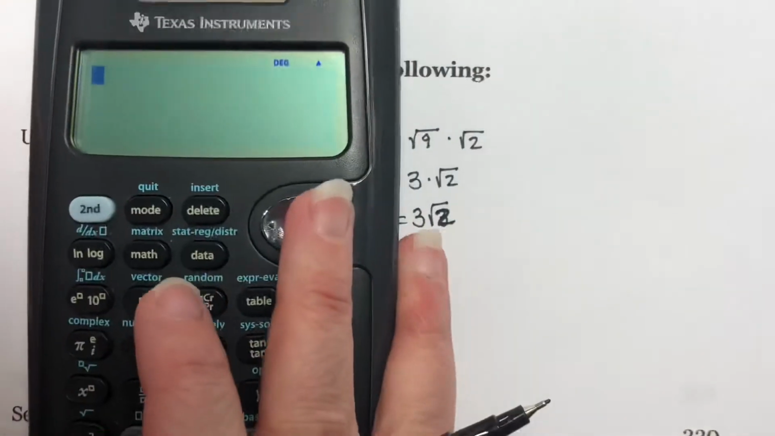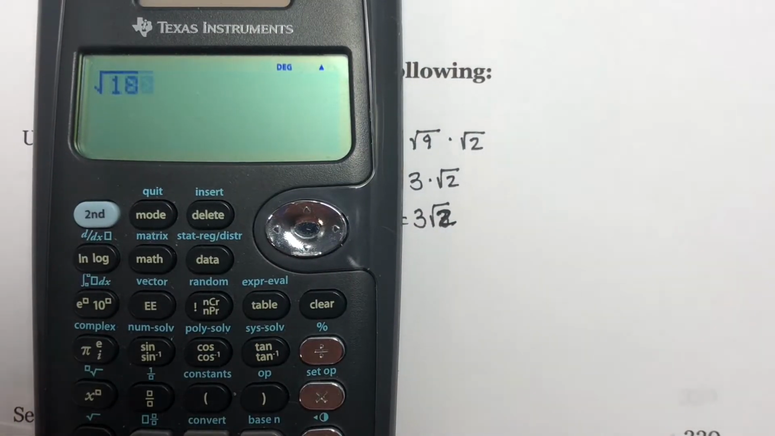If we use our calculators here and we do the square root of 18, it will simplify it for us. This is a smaller one.